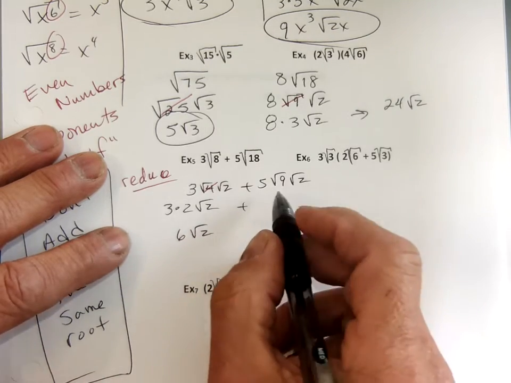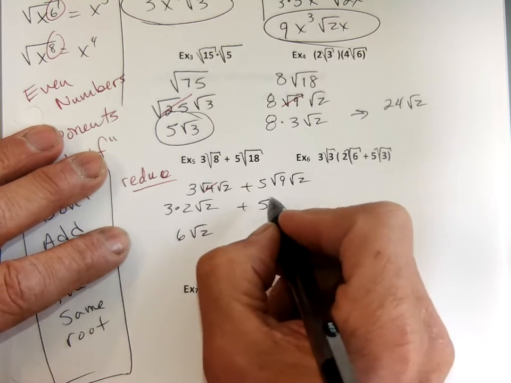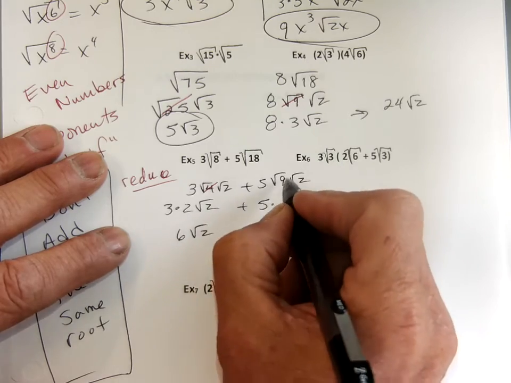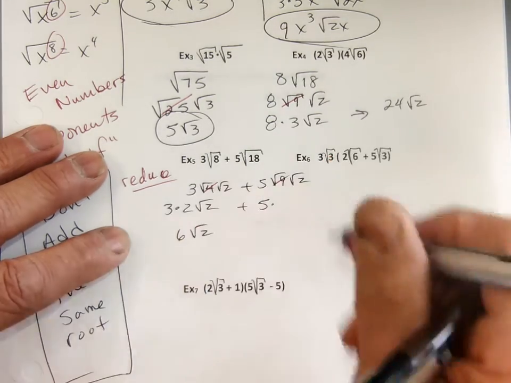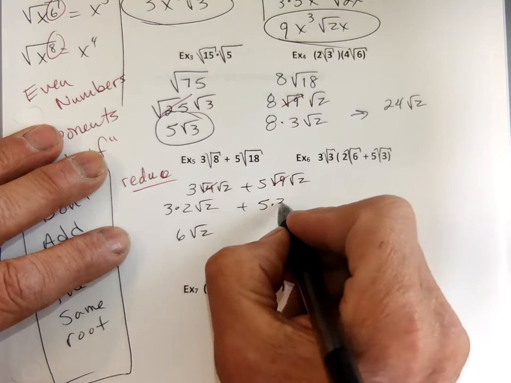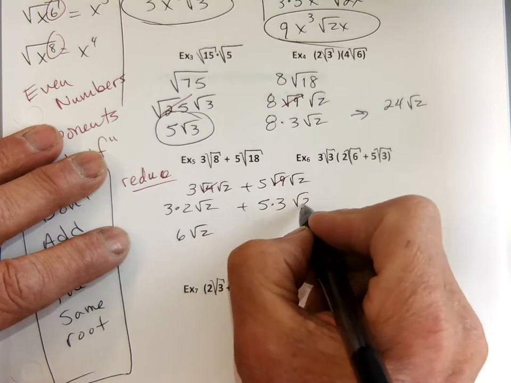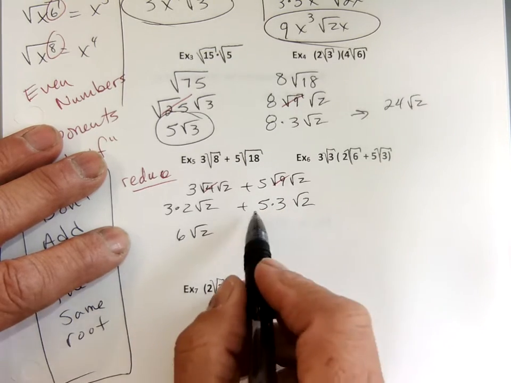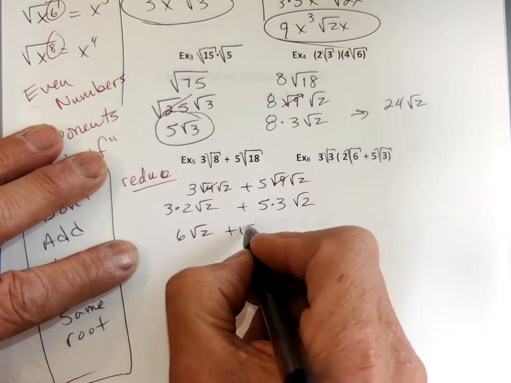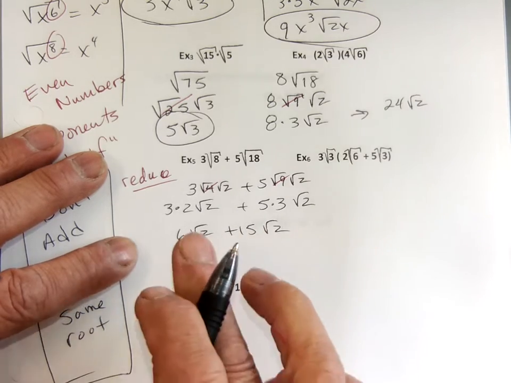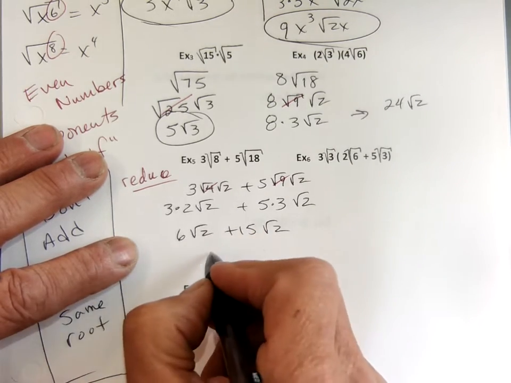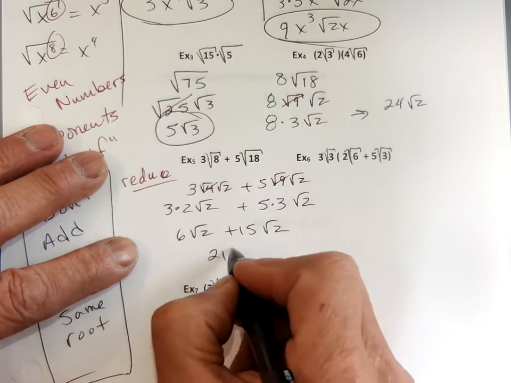Plus, on the other side, 5, because that's a whole number, leave it be. Square root of 9, I know what the square root of 9 is. It's 3 times the square root of 2. Well, all right, that's just 5 times 3 is just 15. 6 plus 15 is a 21 square root of 2. You can add them now.